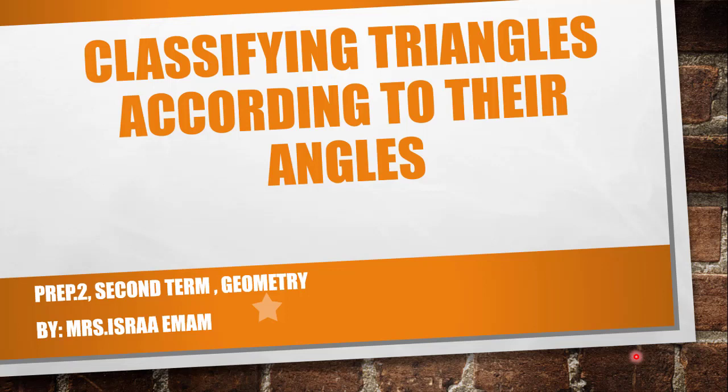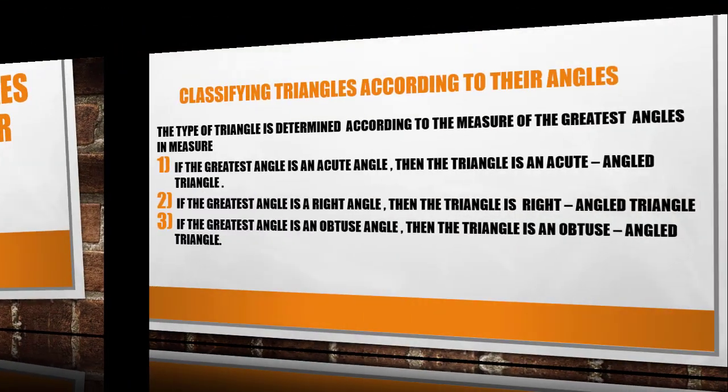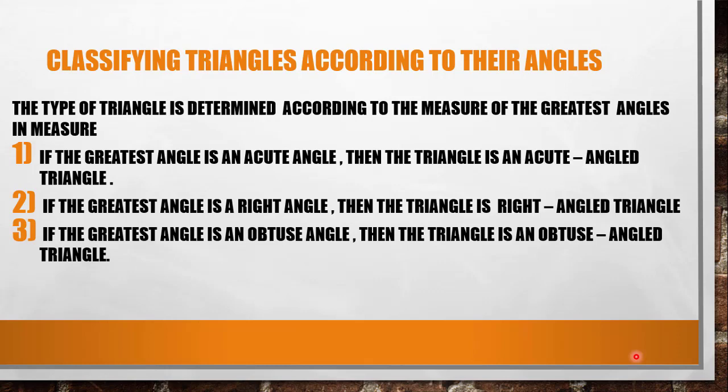Today we will study how to determine the type of a triangle according to its angle if we know the side length. Okay, so our lesson today is about classifying triangles according to their angles. The type of a triangle is determined by the type of the greatest angle. So if the greatest angle is an acute angle, then this triangle is an acute angle triangle. If the greatest angle is a right angle, then this triangle is a right angle triangle. And if the greatest angle is an obtuse angle, then the triangle is an obtuse angle triangle.